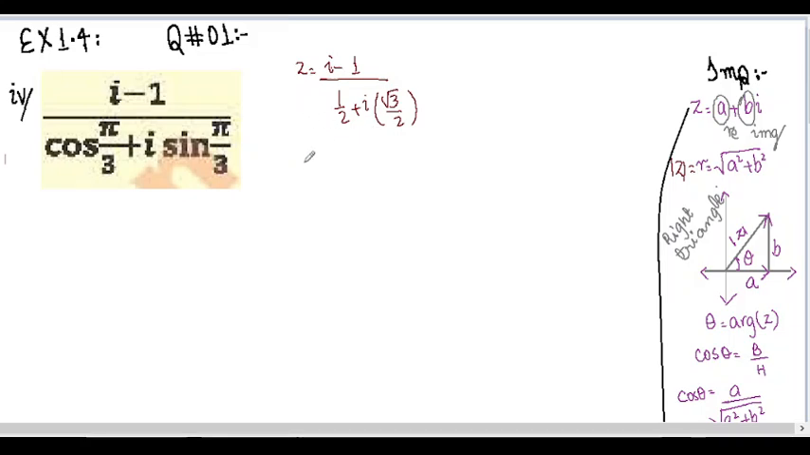Now taking 2 as common, we get z equals iota minus 1 whole divided by 1 by 2 into 1 plus square root of 3 iota.